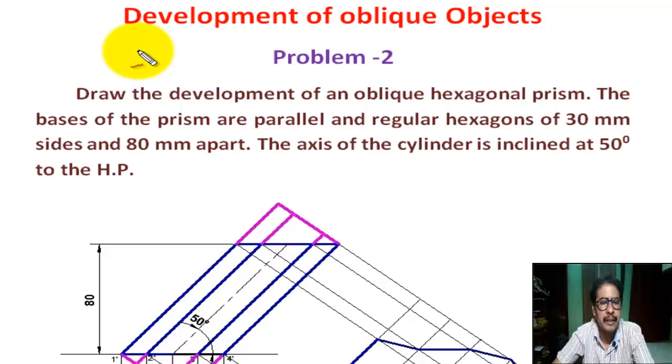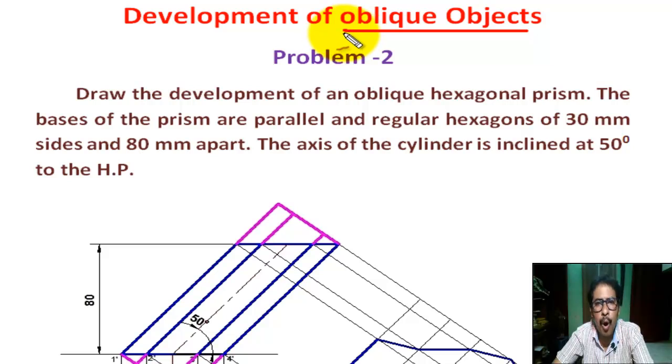Hello student, today we are going to solve a problem on development of oblique objects. Oblique objects means the axis of the object is inclined with HP and the axis may be parallel to VP.